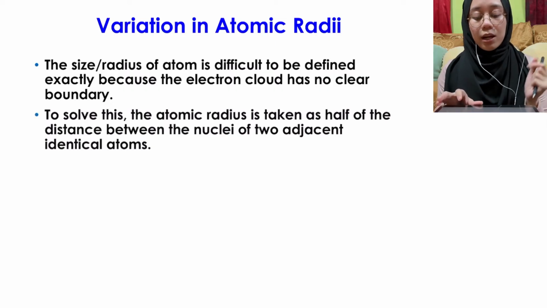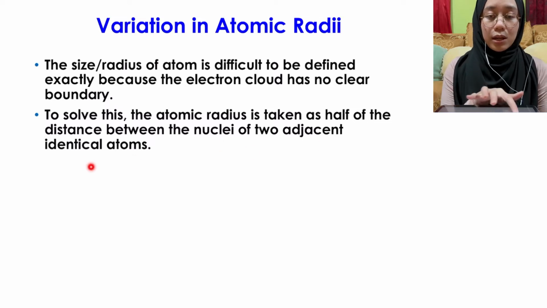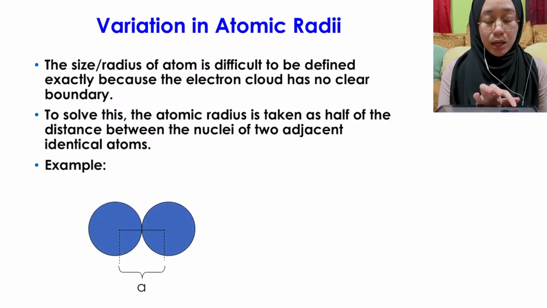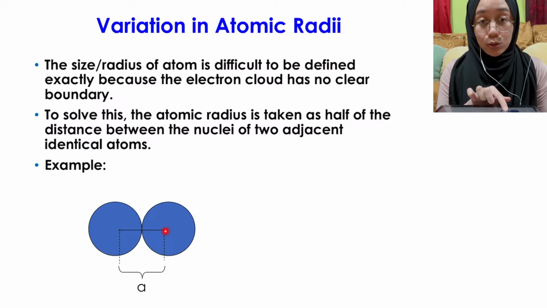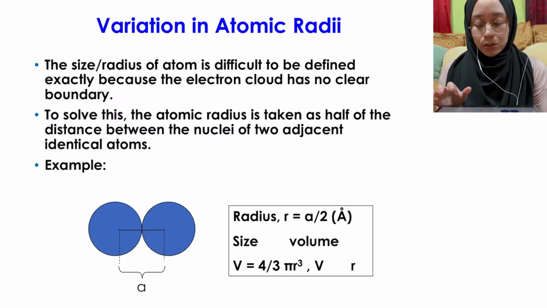To solve this, atomic radius is taken as half of the distance between the nuclei of two adjacent identical atoms. Meaning, let's look at the picture. Let's say we have atom A. This is atom A, and this is another atom A, and we put them side by side. Then we take the distance from one nucleus to the next nucleus. After we take that distance, we just divide it by two, and it becomes the radius of the atom. So basically, radius is equal to the adjacent distance divided by 2.